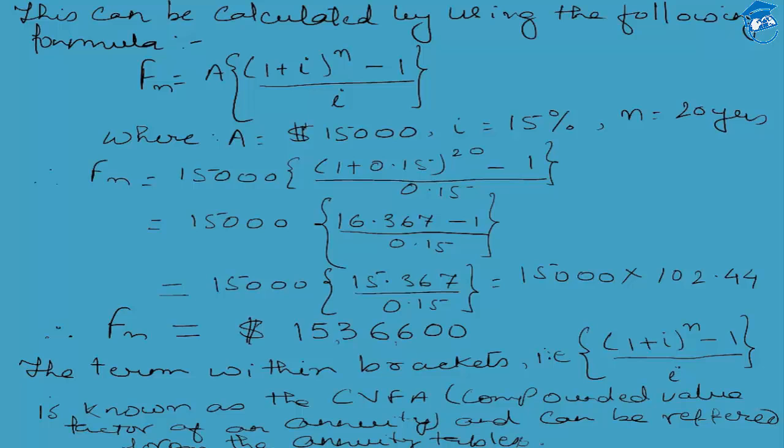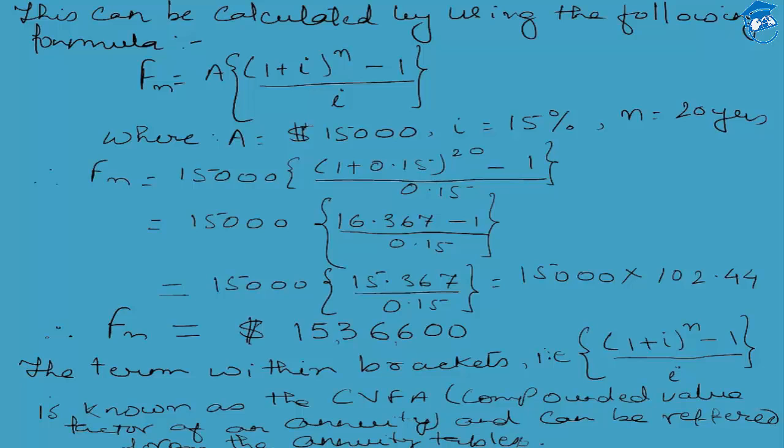In the same fashion, even for an annuity, the term within the bracket, that is 1 plus i to the power of n minus 1 whole upon i, is technically known as the cumulative value factor of an annuity, which can easily be referred to from a specially dedicated table known as the compounded future value of an annuity table, wherein the value of $1 annuity is given, showing how exactly it is growing for n number of years at an i% rate of interest.